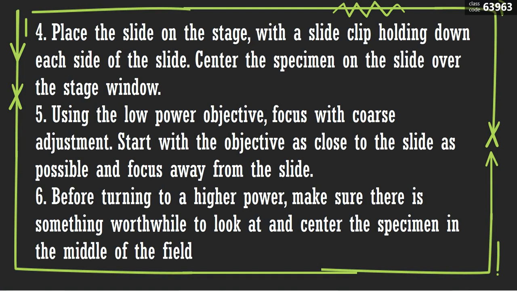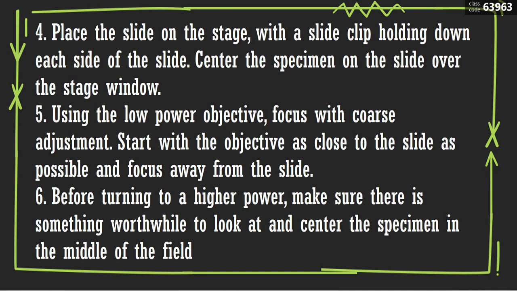For number 4, place the slide on the stage with a slide clip holding down each side of the slide. Center the specimen on the slide over the stage window. Using the low power objective, focus with the coarse adjustment. Start with the objective as close to the slide as possible and focus away from the slide.